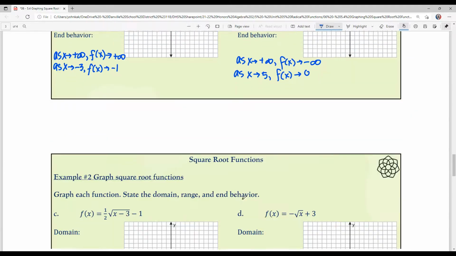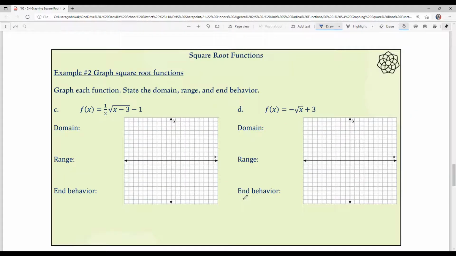All right, let's see some more examples. Letter C, 1/2 times the square root of x minus 3, minus 1. Well, my h and k, my starting point, is positive 3, -1. So when I make my table, (3, -1) is my starting point.